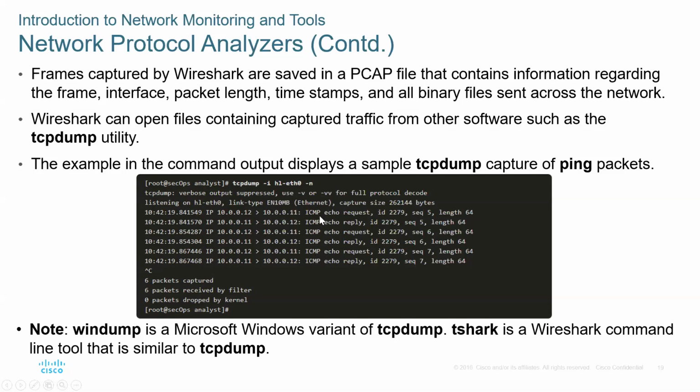So notice you have your ICMP echo request and then the replies that come back from those particular devices. Notice these IP addresses flip-flop as they go through there. WinDump is a Microsoft variant of tcpdump. You also have what's called TShark, which is a Wireshark command line tool similar to tcpdump.